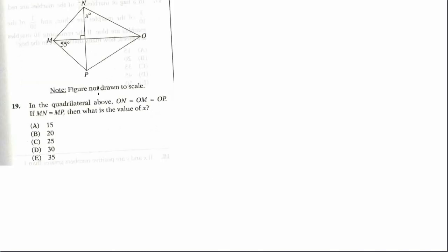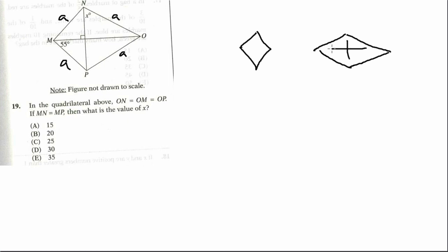In the quadrilateral above, ON, call it A, equals OM, so this one's also A, equals OP, also A, MN equals MP, these two here are equal, so it's A. So really what we have is either a diamond or we can have a squished diamond with lines going through it. Okay, what's the value of x here?